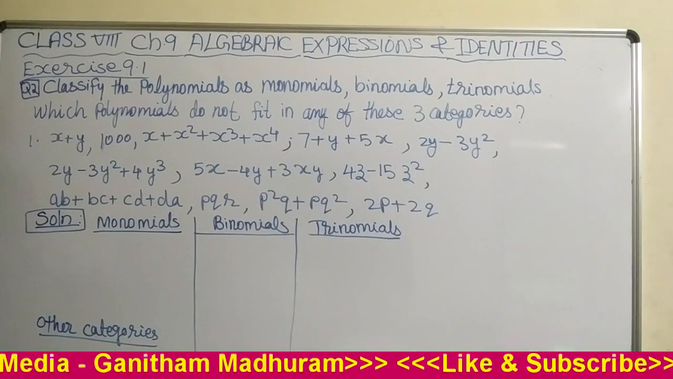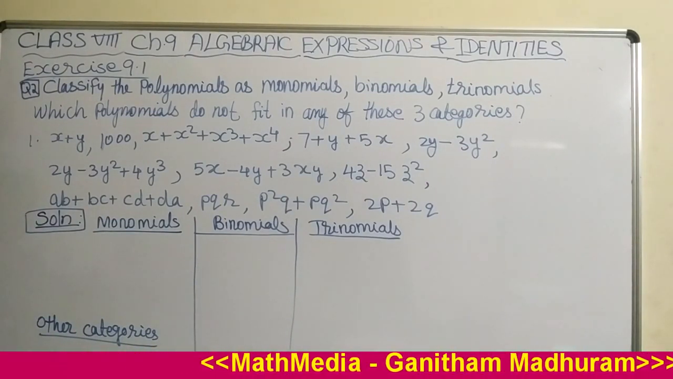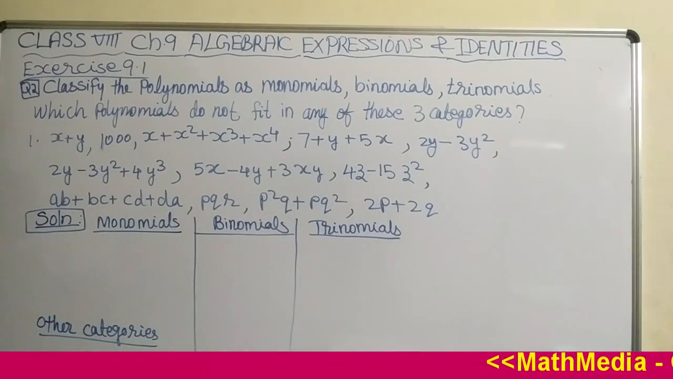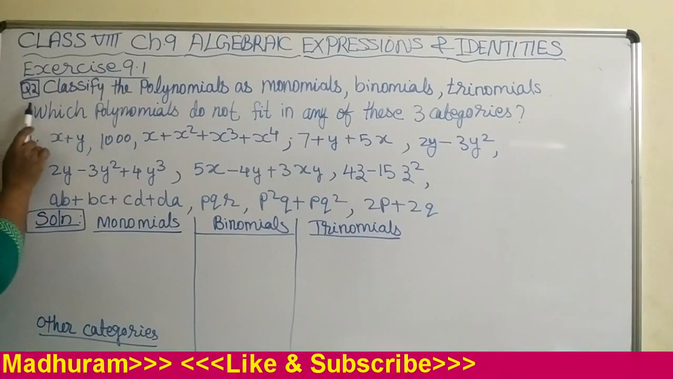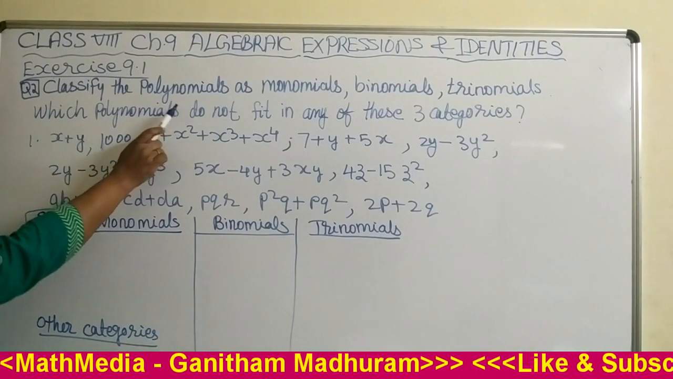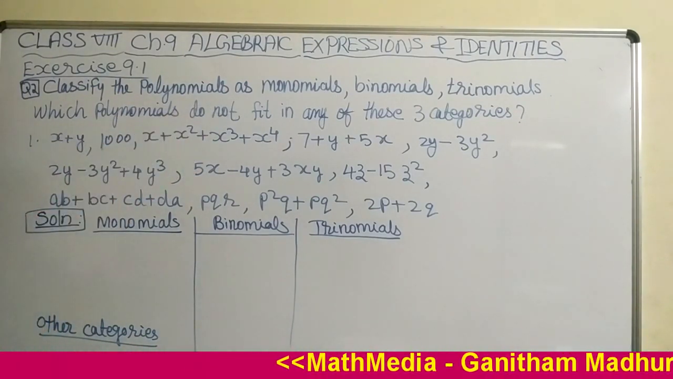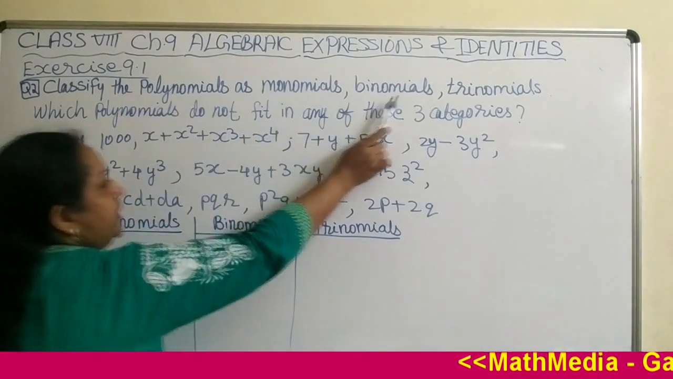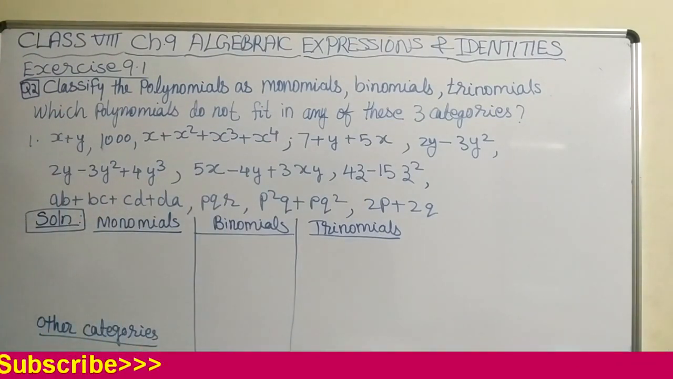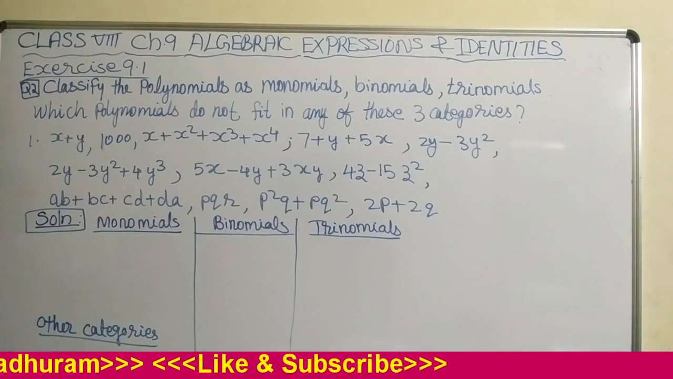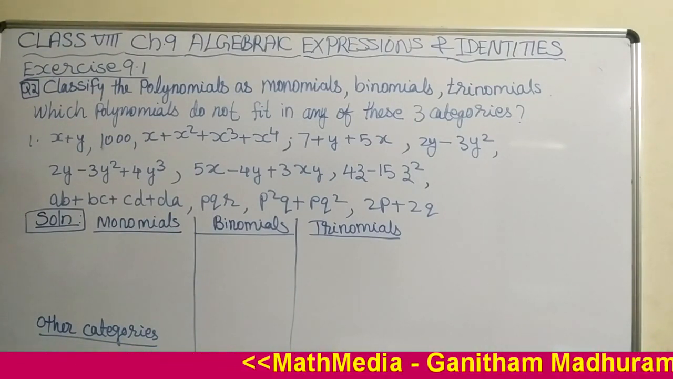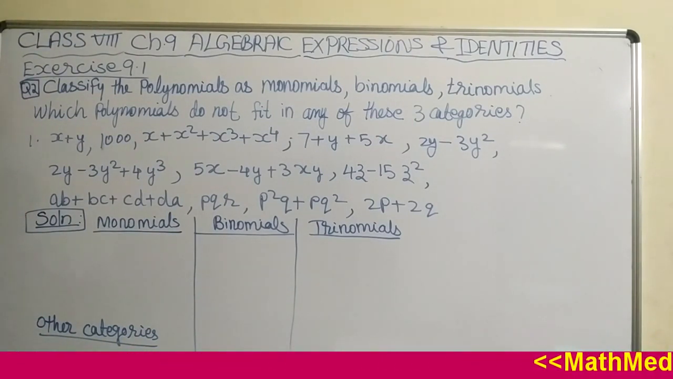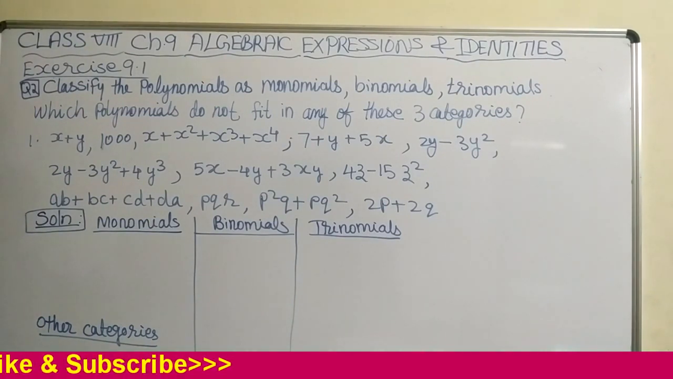Welcome to class 8 Mathematics, Chapter 9 Algebraic Expressions and Identities. Exercise 9.1, question number 2. Classify the following polynomials as monomials, binomials, trinomials. Which polynomials do not fit in any of these three categories? Questions are given here. So we can start writing the answer.